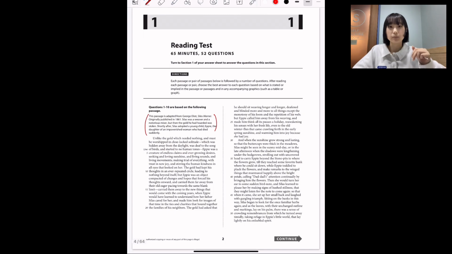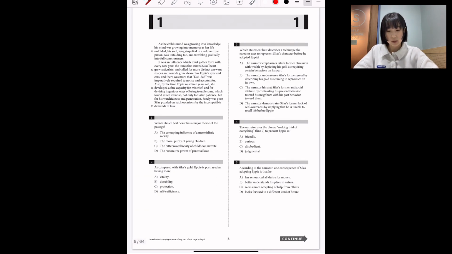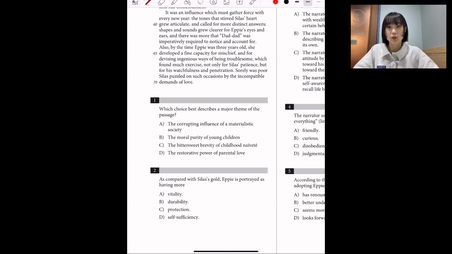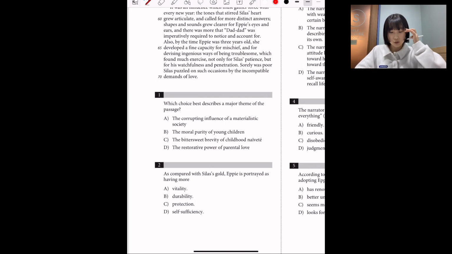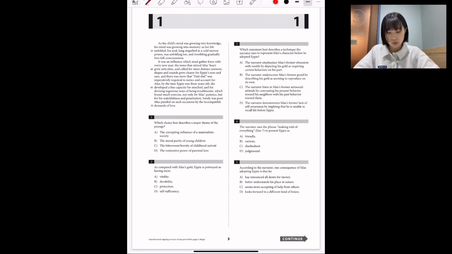So these all seem like very valid choices, but you need to fully dissect the passage to find out, especially for these number 1 questions in the literature passage. They tend to ask about the broad overall picture or major theme of the passage itself, so we need to look carefully for this one.